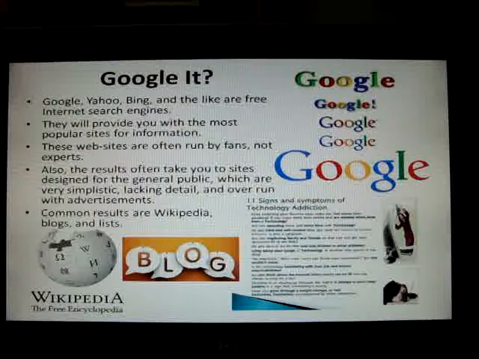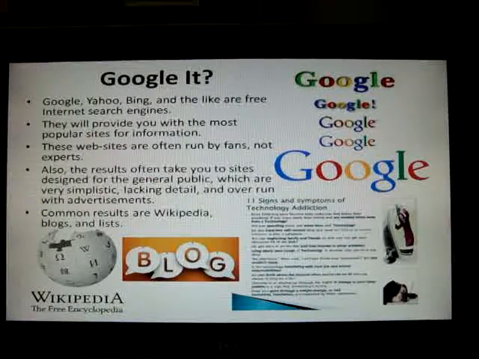And when you do a search, it's not even looking for the best site for information. What it's going to give you are the most popular sites, the sites that get the most hits, the sites that most people visit. So these websites that come up are often run by fans. They are often things like Wikipedia, they're blogs, they're just generic lists. They're usually quick and easy in and out kind of information. They're encyclopedia type information, dictionaries. They're not good for depth. Right? I hate to say it, but most of what you find on these search engines is not going to be very deep.